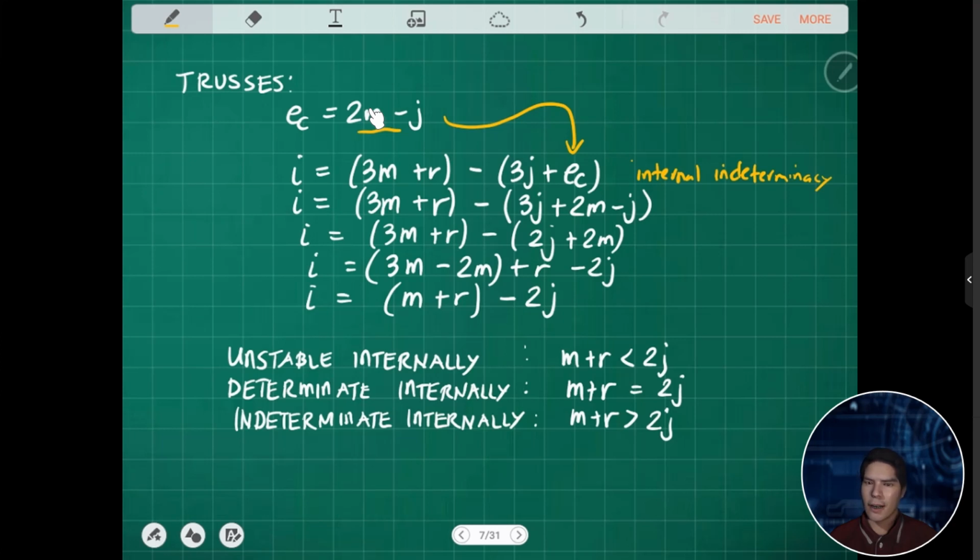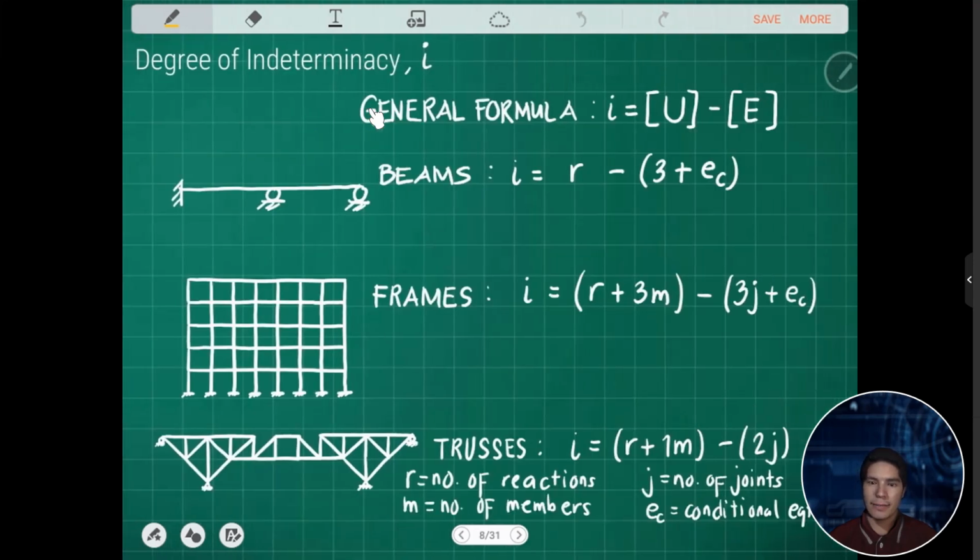Okay, so it is considered unstable internally if m plus r is less than 2j, it is considered determinate internally if m plus r is equal to 2j, and it is considered indeterminate internally if m plus r is greater than 2j. So all in all, the general formula for solving the degree of indeterminacy is just the unknowns minus the equations.